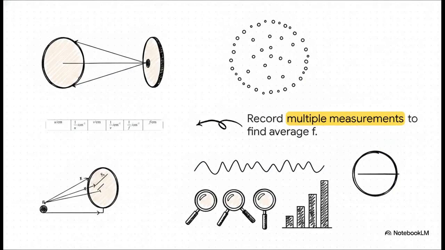Now, just a quick aside before we wrap up. In a real physics lab, doing this just once isn't really enough. Check out this standard lab table. To truly lock in an instrument's focal length, you'd want to change that object distance, u, multiple times, measure the new v each time, run the formula, and then find a really accurate average for f. That is real, rigorous science in action.